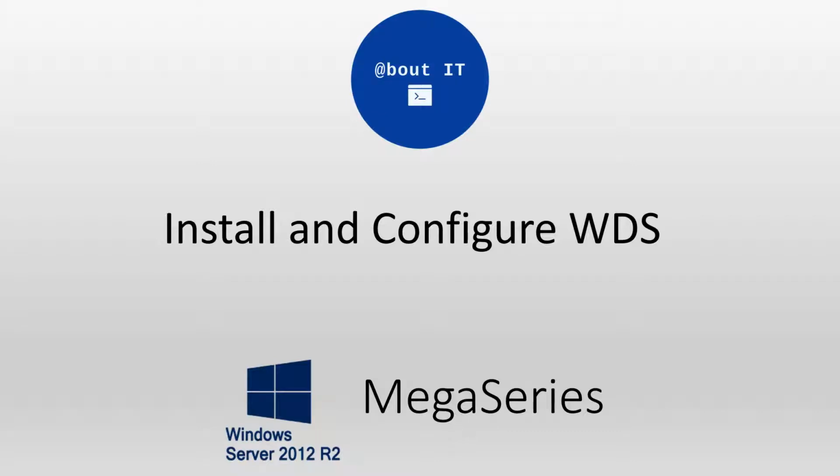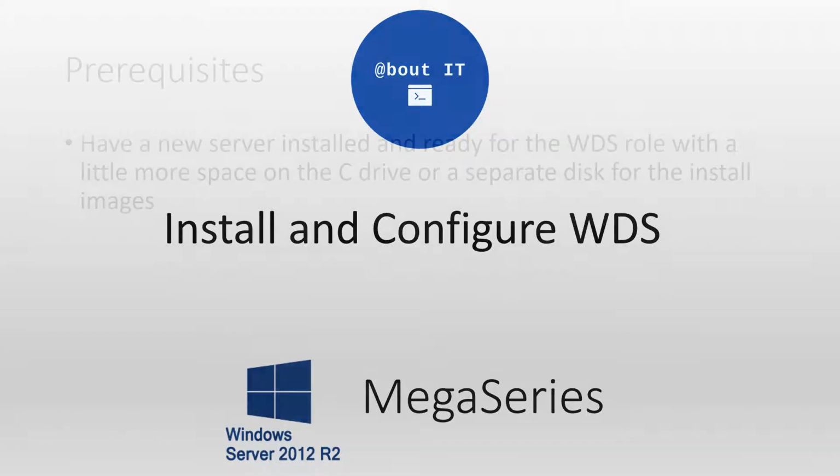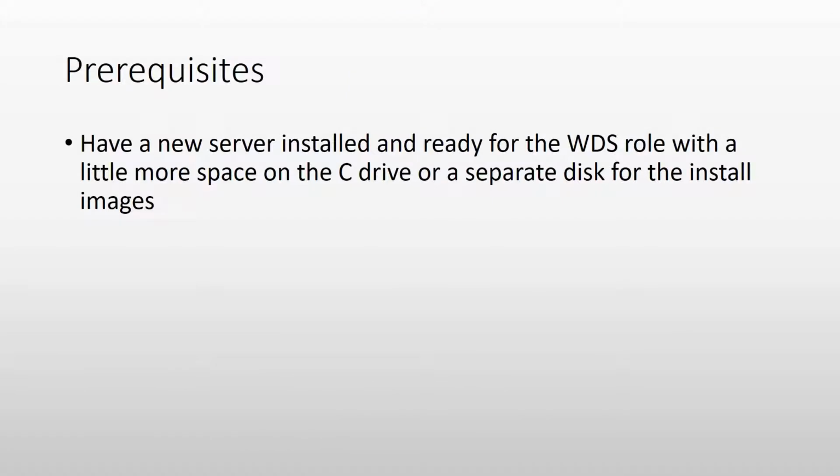In this video, we are going to install and configure Windows Deployment Services on Windows Server 2012 R2. First, before we begin, I just want to mention that if you want to follow along, I have installed a new Windows Server 2012 R2 server, and I made the C partition a little bit bigger than I usually make it. So it's 65 gigabytes, and this is because I'm going to store the install images on C.